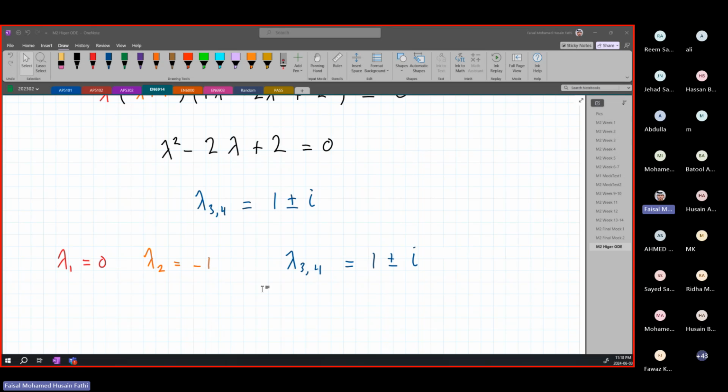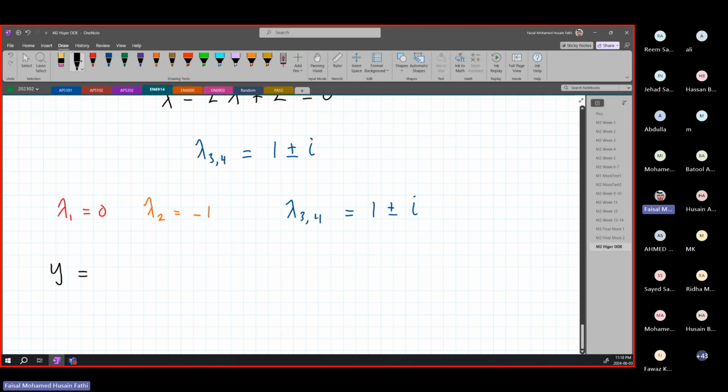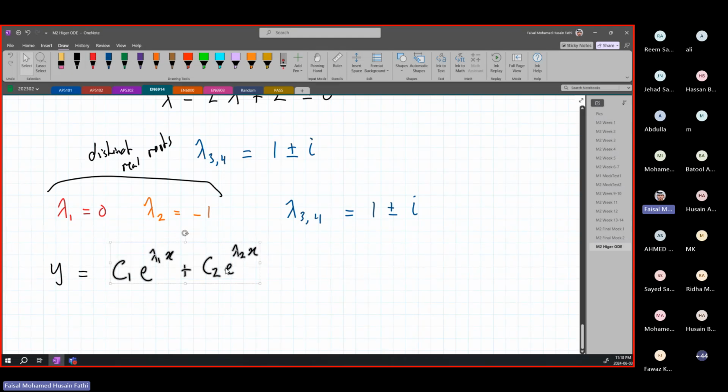So the general equation now is going to be very simply y is equal to, so here we have distinct roots. Distinct real roots. Okay, this is going to be c1 e to the power of lambda 1 x plus c2 e to the power of lambda 2 x, your basic general formula.